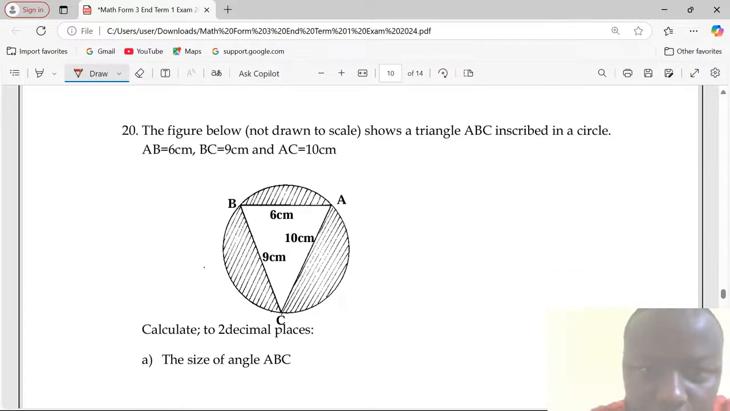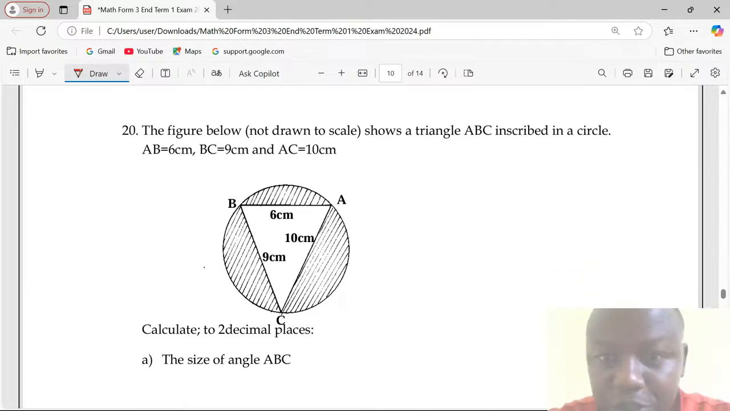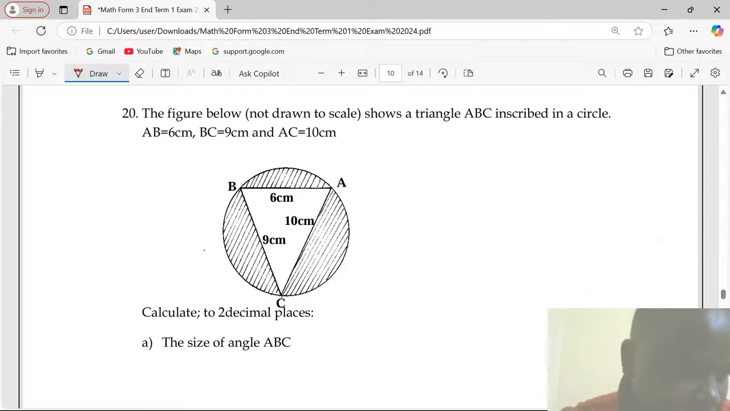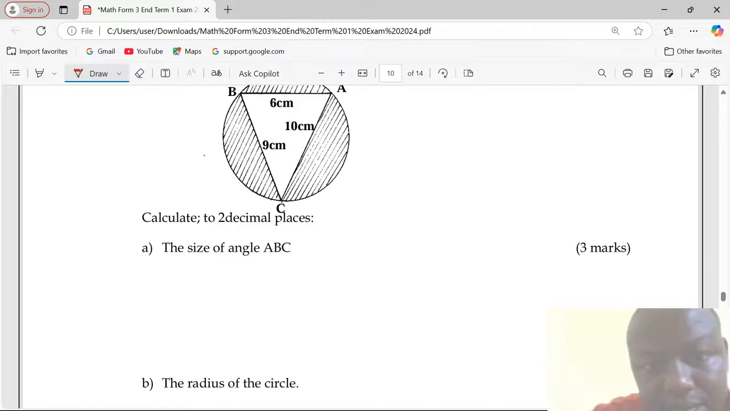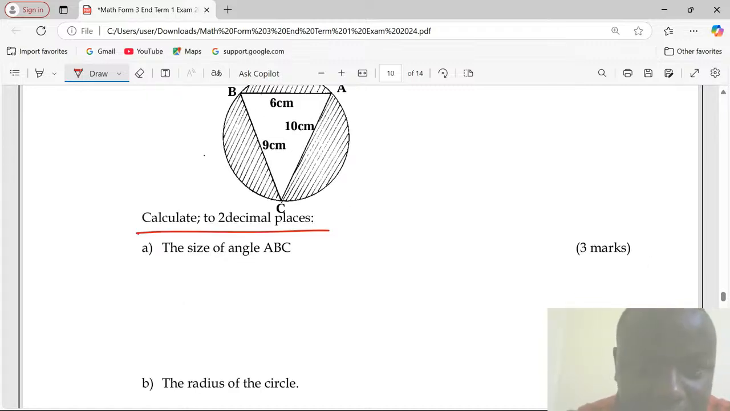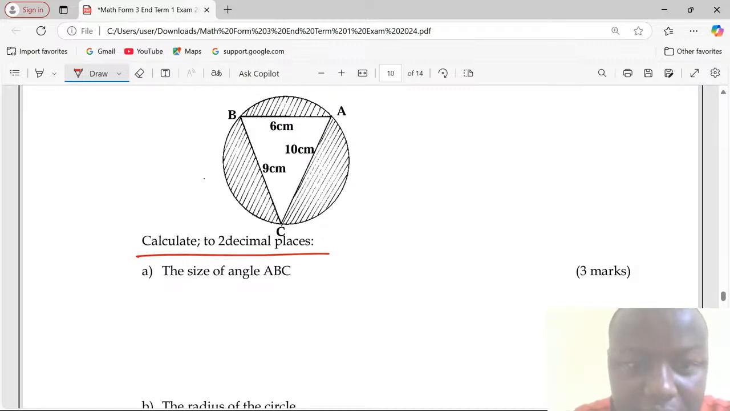Look at number 20. The figure below, which is not drawn to scale, shows a triangle ABC inscribed in a circle, just as you can see. Then we are given some dimensions: AB 6 centimeters, BC 9 centimeters, and AC 10 centimeters. Calculate to 2 decimal places the size of angle ABC. Very serious instructions.